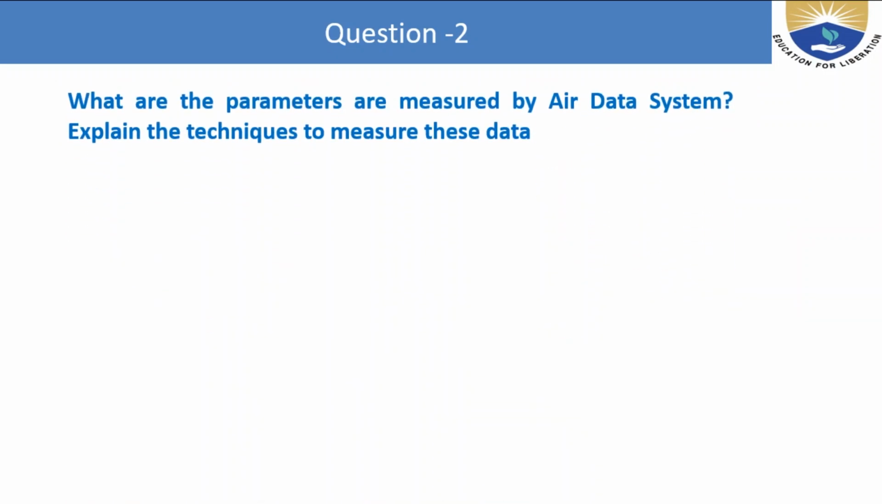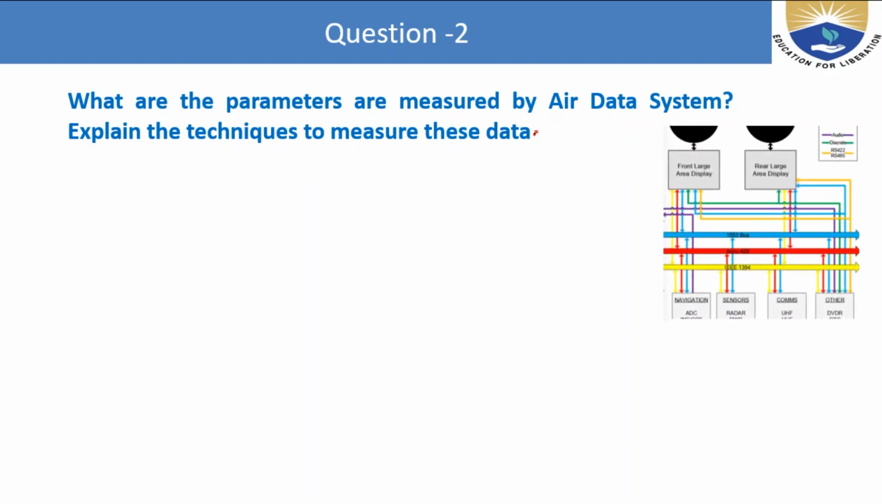Now I will discuss question number 2. What are the parameters measured by the air data system? Explain the techniques to measure this data. So in aircraft we have a lot of equipment like airspeed indicator, altitude indicator, roll pitch indicator, artificial horizon, artificial gyros. These all are the equipment which are operated with the help of the air. So this air which is entering the sensors is taken by the system, by the computer. So this is called the air data system.